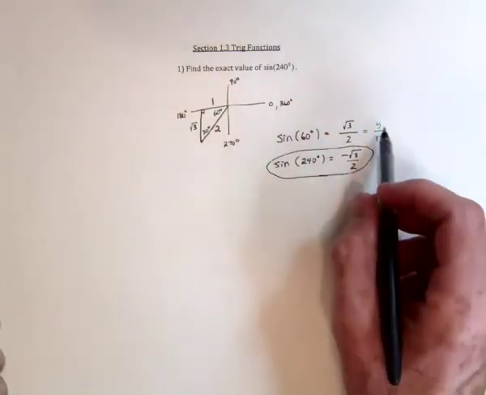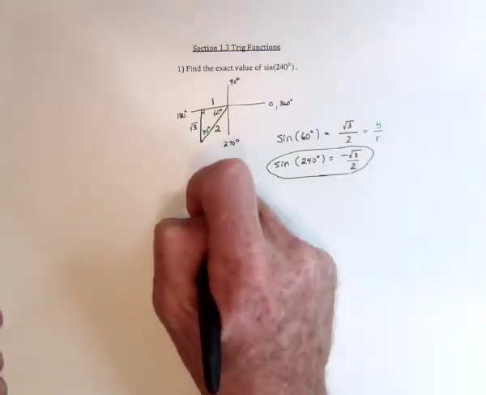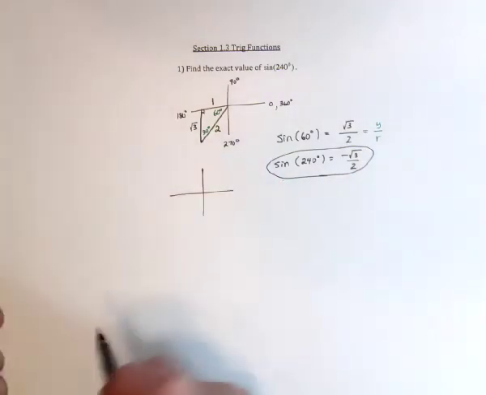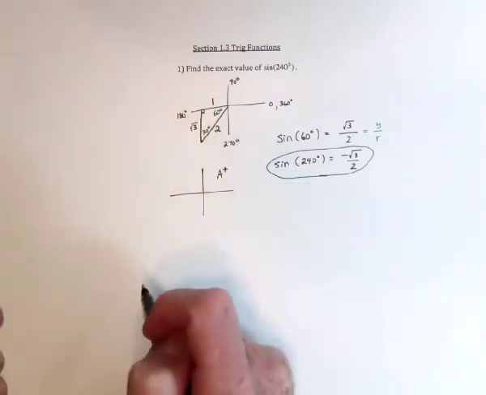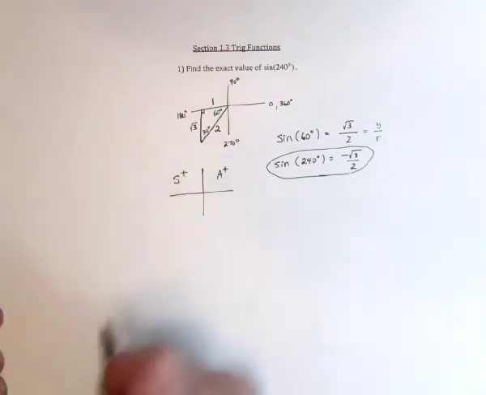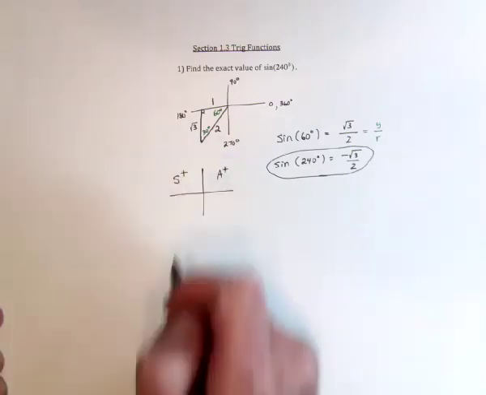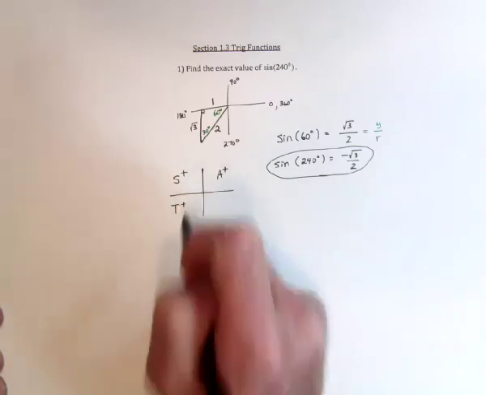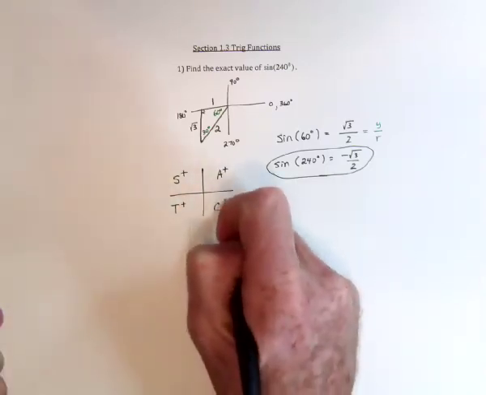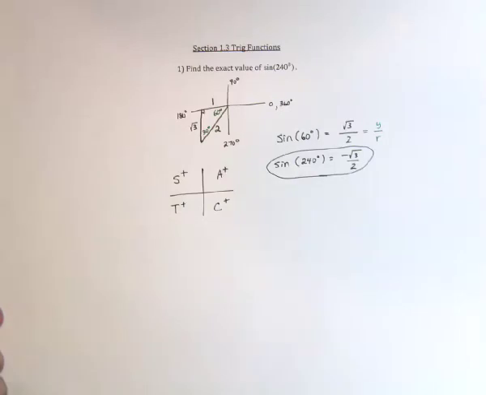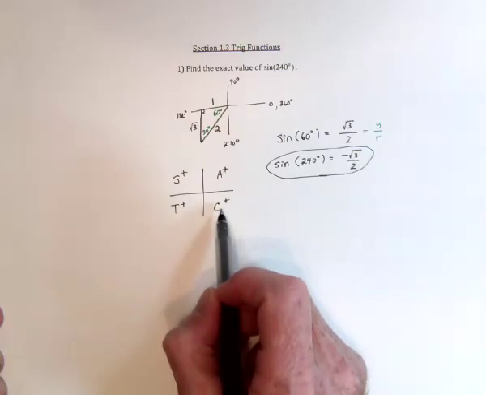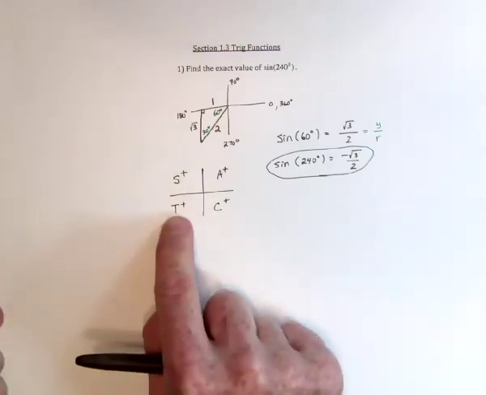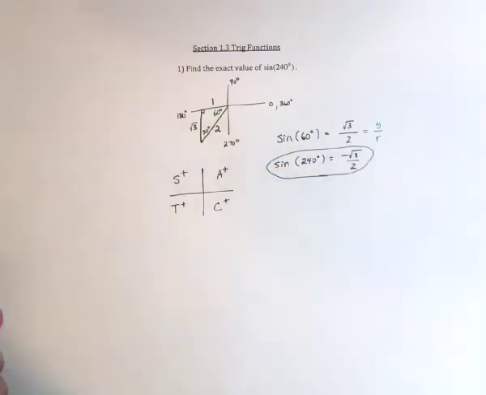Now if you don't want to go through this with the y and the r each time, a faster way to keep track of that information is with a little chart like this that says all of the trig functions are positive in the first quadrant. Sine is positive in the second quadrant. Tangent is positive in the third, and cosine is positive in the fourth. And so I just remember it as a smart trig class. So if we're in this quadrant, tangent's going to be positive, but sine is going to be negative, and thus it should be the negative.